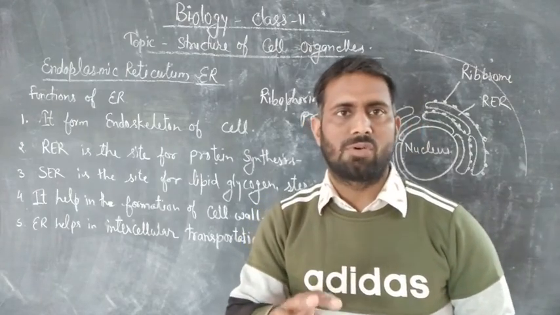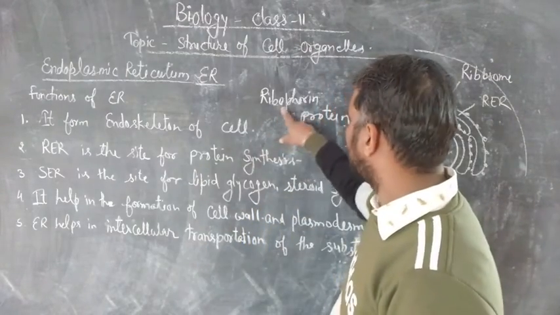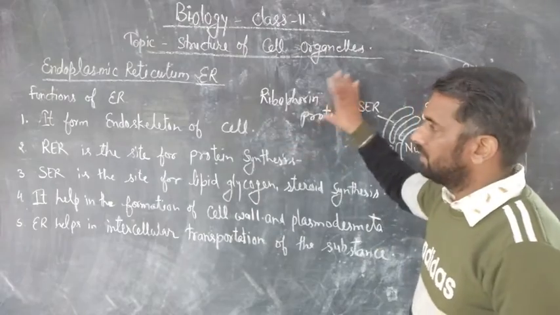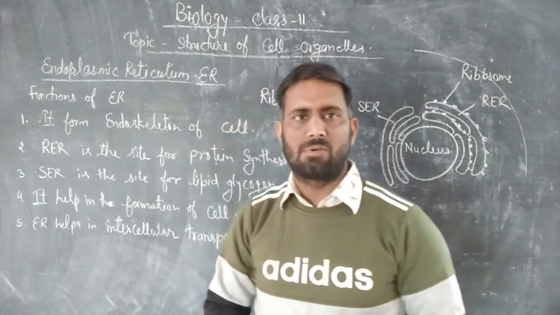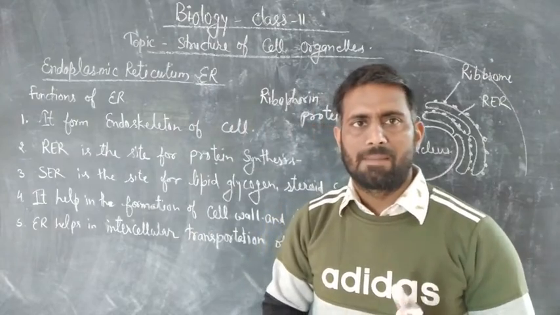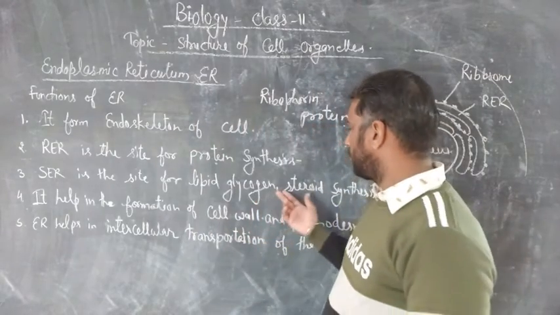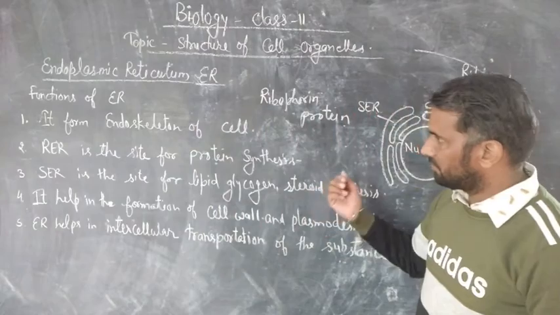Ribosomes are attached to the ER with the help of ribophorin protein. Next function is the SER. SER is the site for the synthesis of lipids, glycogen and steroids. Okay, that's the function of the ER.